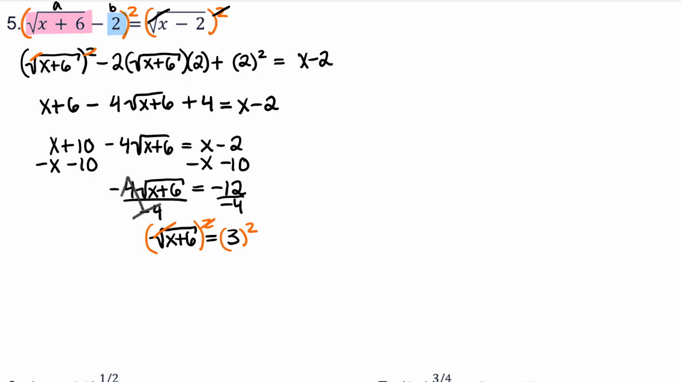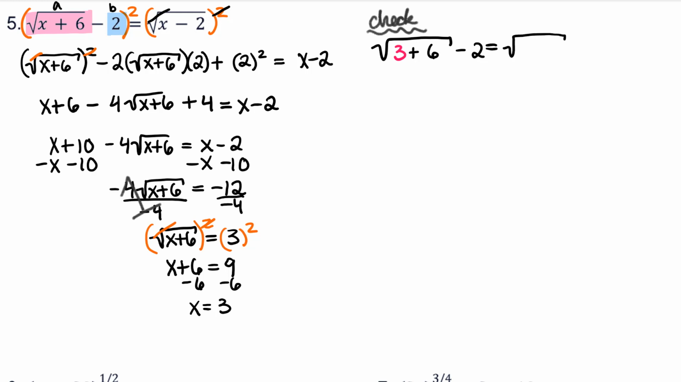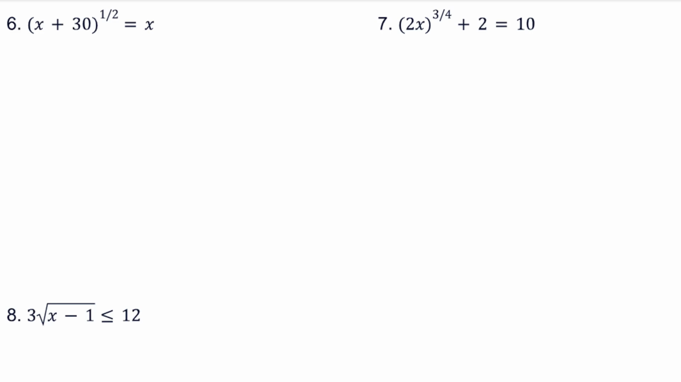Now you have the radicand of x plus 6 equals 9. So it looks like x equals 3. Go ahead and check. So x equals 3 is indeed our solution. Remember that rational exponents are just roots, or roots raised to an exponent.